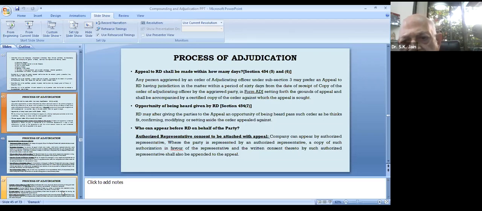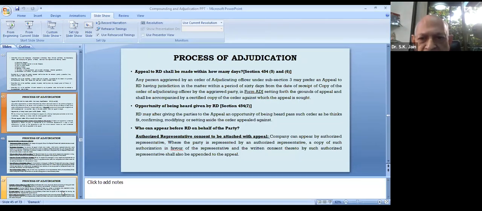And the appeal should be in form ADJ, setting forth the grounds of appeal, and shall be accompanied by a certified copy of the order. So as soon as you receive the order, you apply for a certified copy, because the certified copy has to be attached with the appeal.